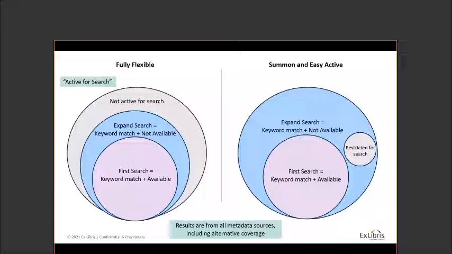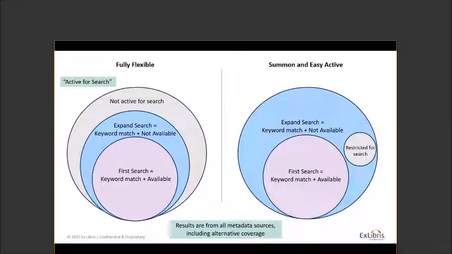Now, an important and basic thing to understand about CDI is the note below: results are from all metadata sources, including alternative coverage. So the activation is for full text. If I've activated a Sage collection or a ProQuest collection, it means that I have access to see the full text on the Sage platform or the ProQuest platform. However, the metadata source of the records is from all over the index.